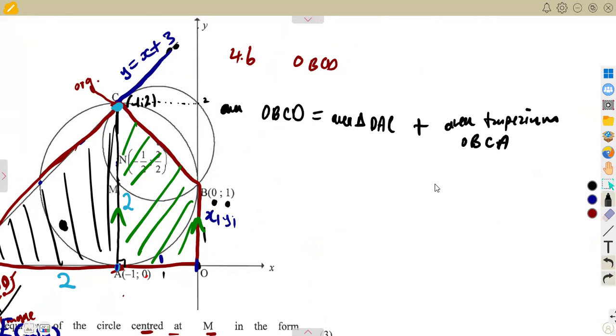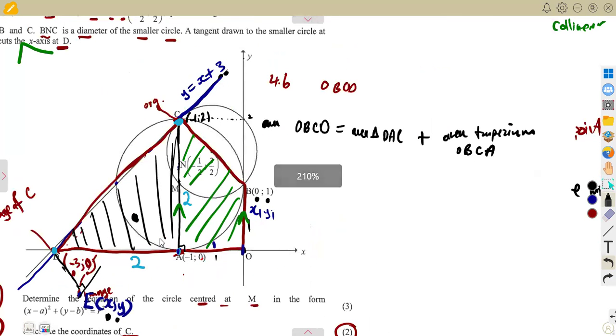Which shape is that? We do not even know that shape. So that is why we have to separate these figures, all right? So the area of triangle DAC, from D to A to C, is half base times the perpendicular height, which is half of the base from D to A, which is 2, times the perpendicular height from D to C, which is 2. So this is our area.